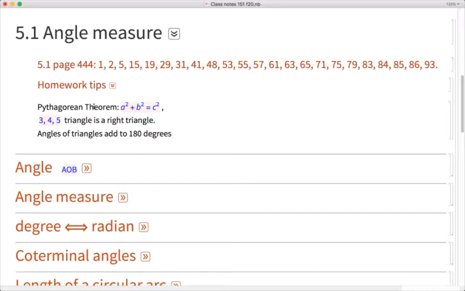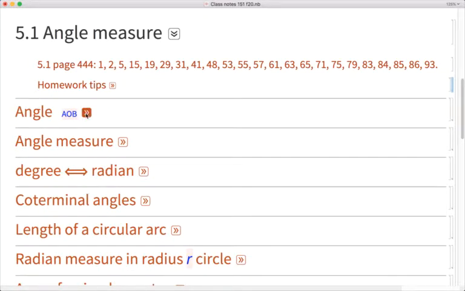Sure you've all seen it before, but you'll need to remember the Pythagorean theorem for right triangles. And also there's a 3, 4, 5 triangle that shows up in the homework, and you have to remember that that is a right triangle. Last little bit here that I'm sure you've probably seen this before, the angles for a triangle add up to 180 degrees. I think you'll need that fact in the homework somewhere too.